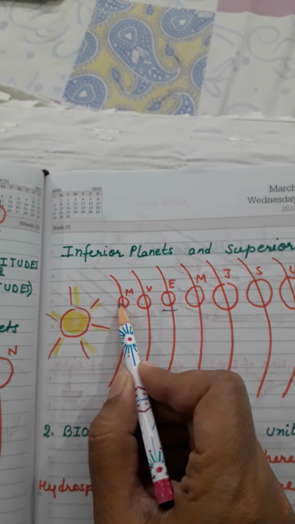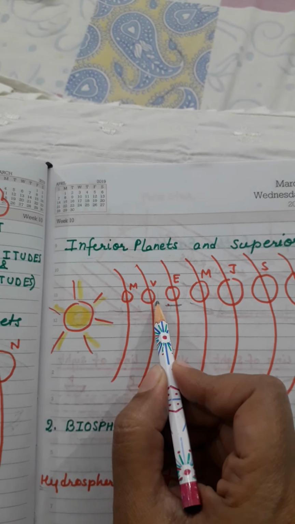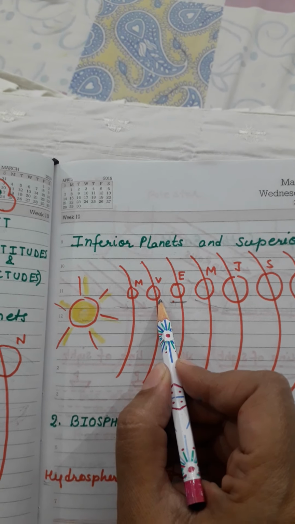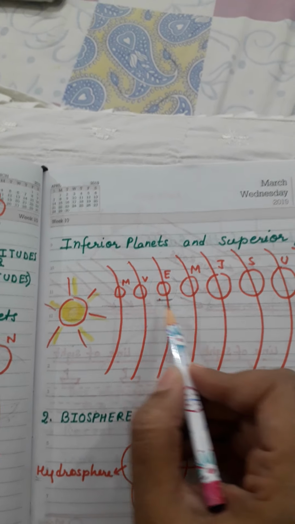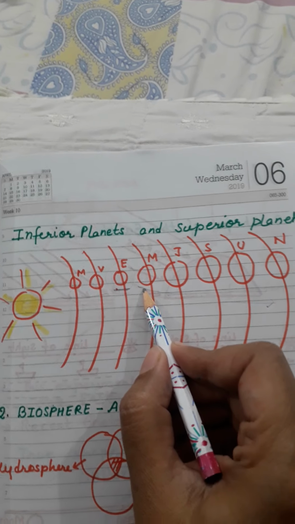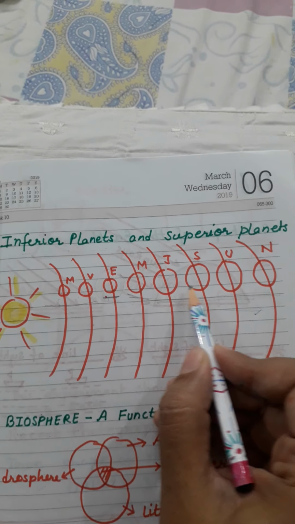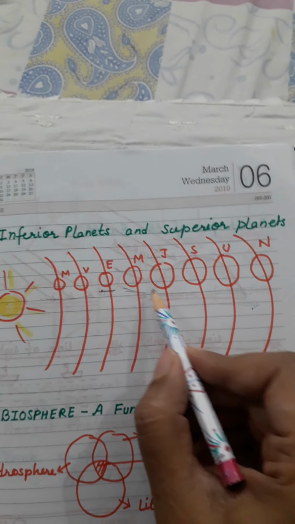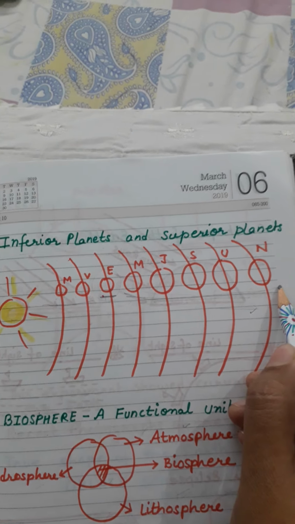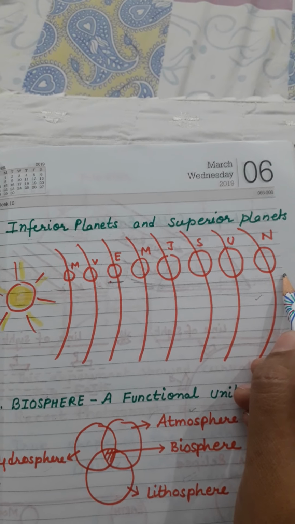Second point, Mercury and Venus are the inferior planets and do not have satellites. But on the other side, all superior planets like Mars, Jupiter, Saturn, Uranus, Neptune, all these planets have their satellites.